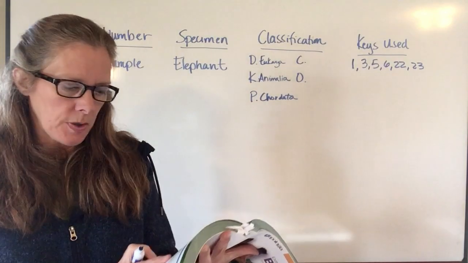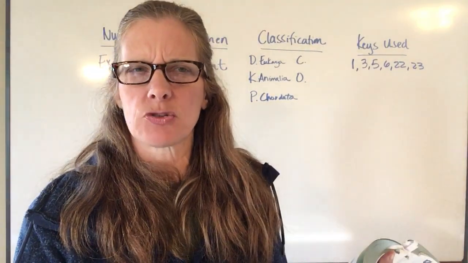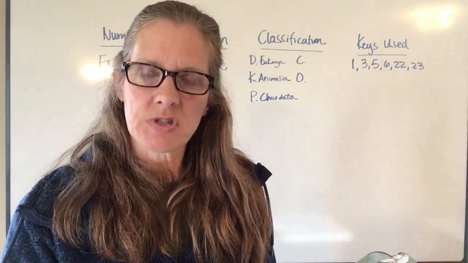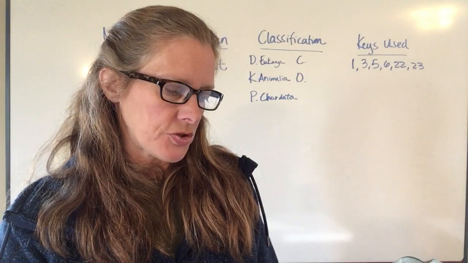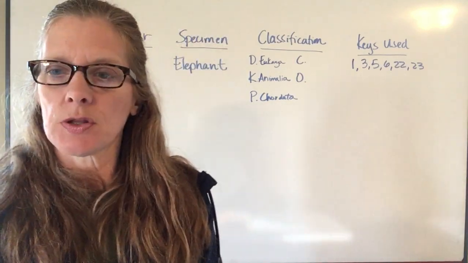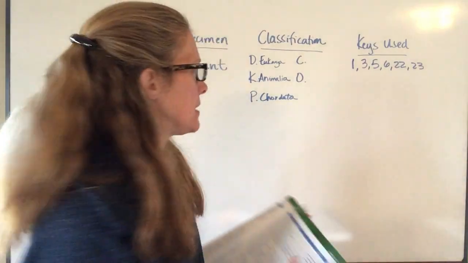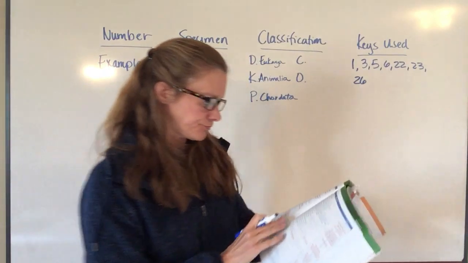So when I look at key 23, it says, does it have skin covered with scales, or does it lack scales? We think of scales. Fish have scales, snakes have scales, elephants do not have scales. So it's going to lack scales. So that tells us then that we're going to need to go to key 26.